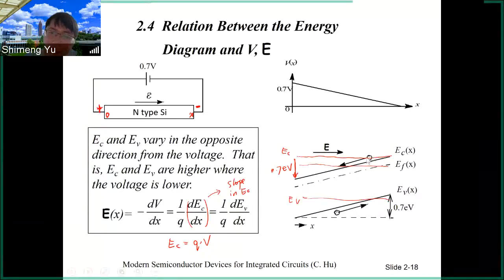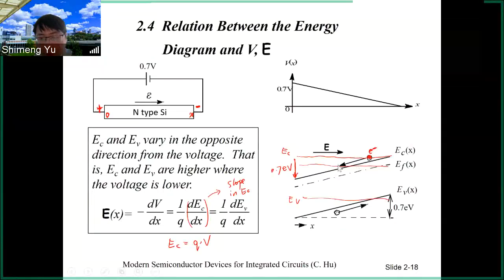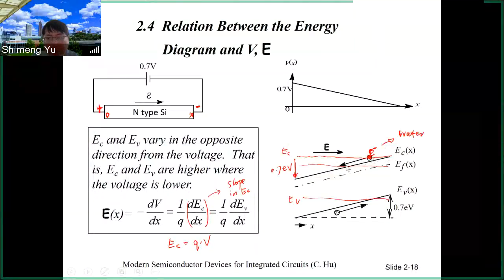And here, the electrons in the conduction band, you have electric field to the right, electrons will move to the left. And here another conclusion is that the electrons will always try to fall down along the band edge to the lower potential. The electrons, like the water. This is an analogy we are going to use over and over in this semester. Electrons, like water, tend to go to lower potential in the energy band, so it will fall down to the left.